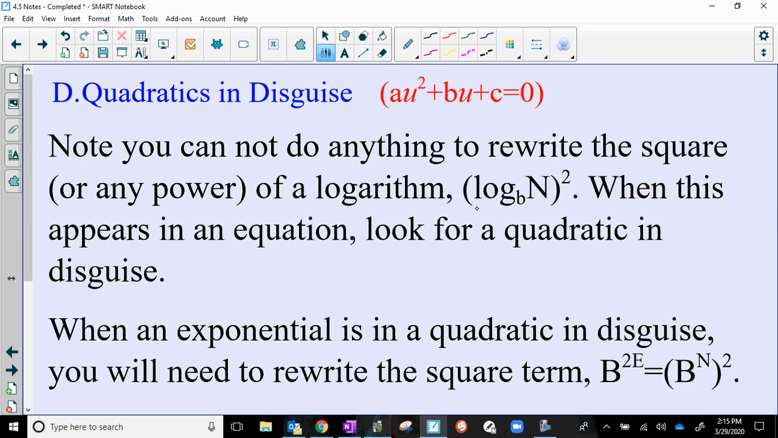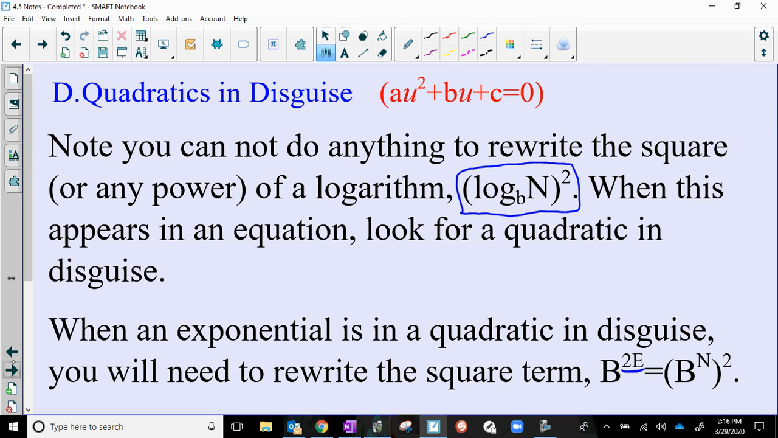I want you to realize when you have something that looks like this, a log quantity squared, you cannot take that 2 and bring it out. This means log base b of n times log base b of n. You can't bring the 2 out. You can bring the 2 out if you had log base b of n times n. That'd be log base b of n plus log base b of n. That's 2 of them, or squared here. So where the parentheses are makes a huge difference. If you see an exponent that is even, you can always break that out to quantity squared.